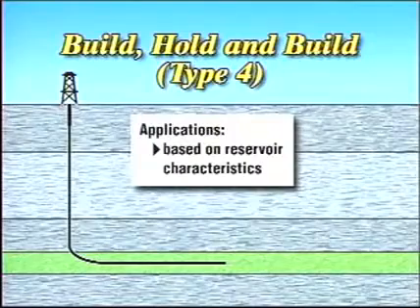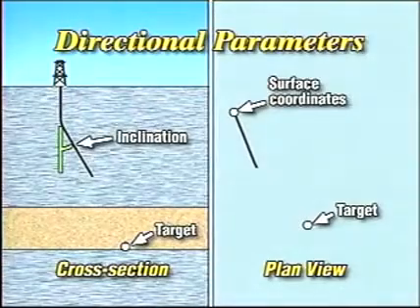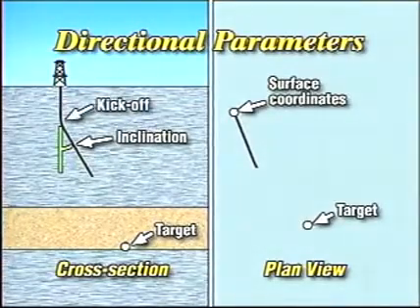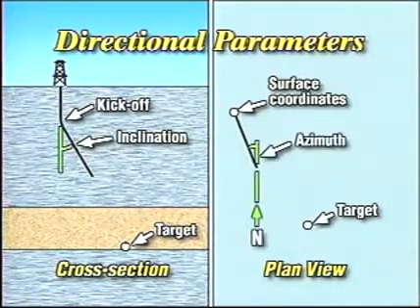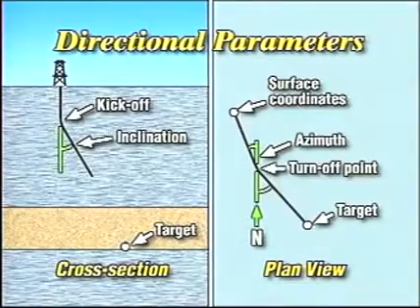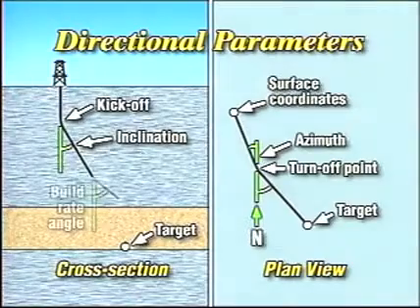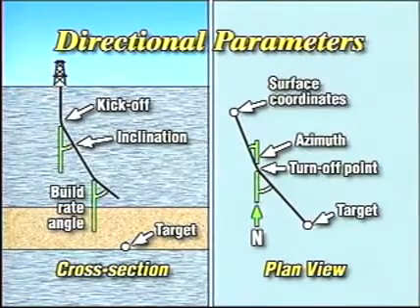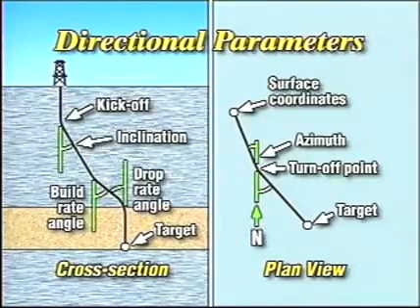We can define well profiles in terms of several key parameters. The inclination angle is the deflection from vertical at a given point, while the kickoff point is the depth at which we first begin building the inclination angle. The azimuth refers to the angle in the horizontal plane with respect to true north. The turnoff point is the depth at which we change azimuth. The turn rate angle represents the incremental change in azimuth over a measured course length, while the build rate angle refers to the incremental increase in inclination. Conversely, the drop rate angle on a build, hold, and drop pattern is the incremental decrease in hole inclination.